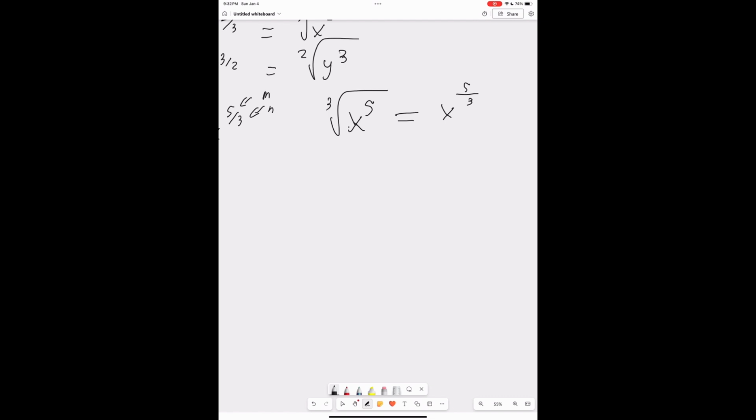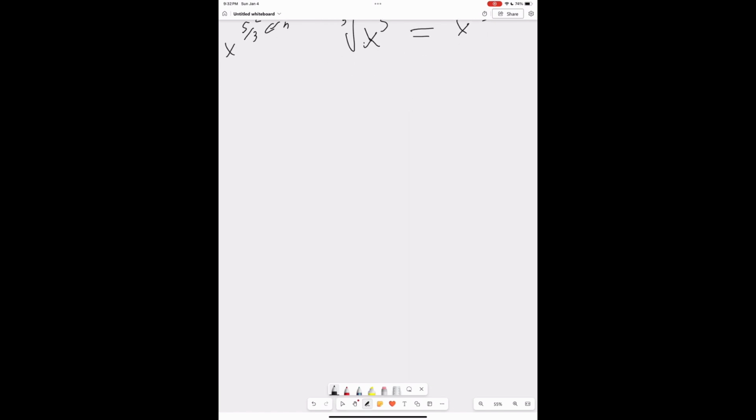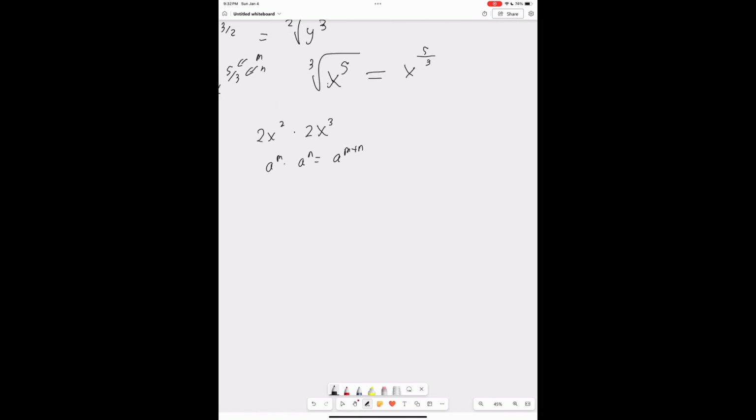So now we're going to try some examples, right? For example, if we have 2x squared times 2x cubed, we can apply the product property rule, which states that a to the m times a to the n is equal to a to the m plus n. So let's apply that. It's going to be x squared times x cubed, which equals x to the 5th, and then we do 2 times 2, and we're going to get 4x to the 5th.